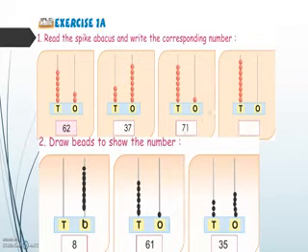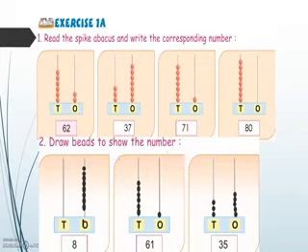Now look at this one. How many beads are there in the tens rod? 1, 2, 3, 4, 5, 6, 7, 8. And there are no beads in the ones rod. So the second number will be 0. And 8 and 0, what is the number? 80.